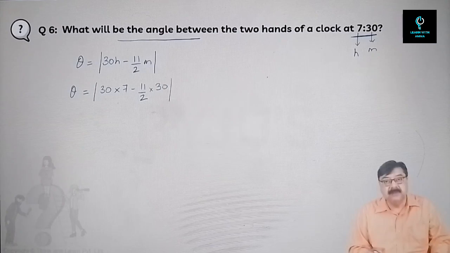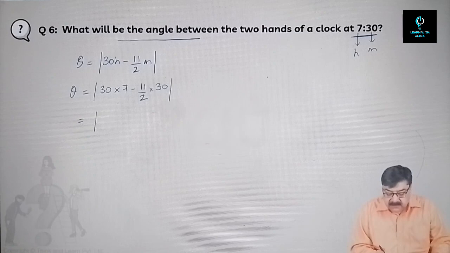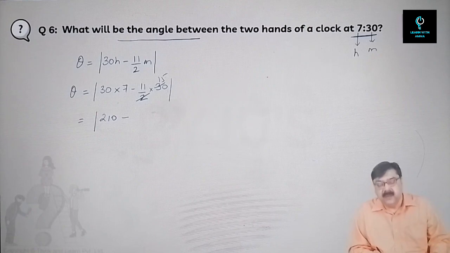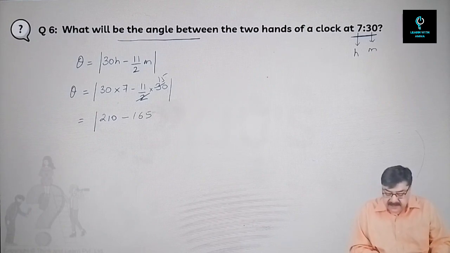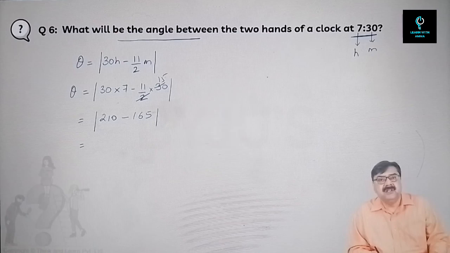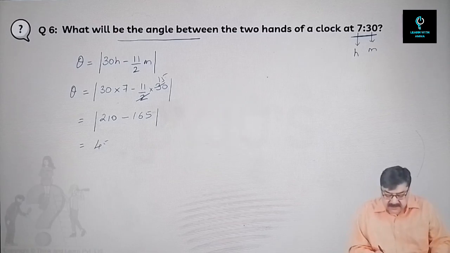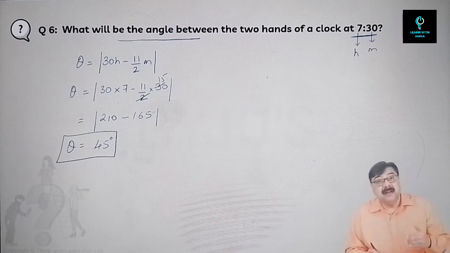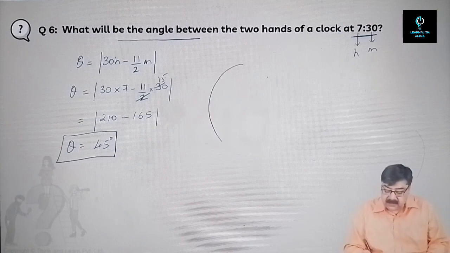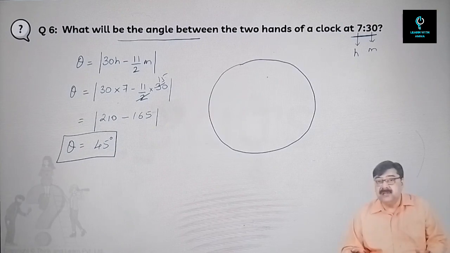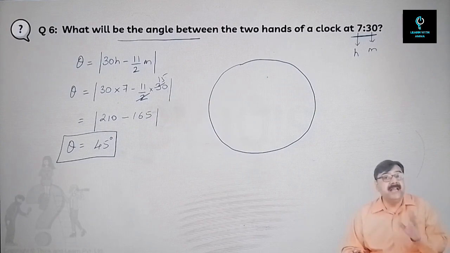We'll take the absolute value here. So this becomes 30 into 7 is 210. This goes minus 15 into 11, which is 165. So 210 minus 165 is 45 degrees. That is our answer. Now there is another method by which you can find out the angle between the two hands of a clock when a particular timing is given to you.